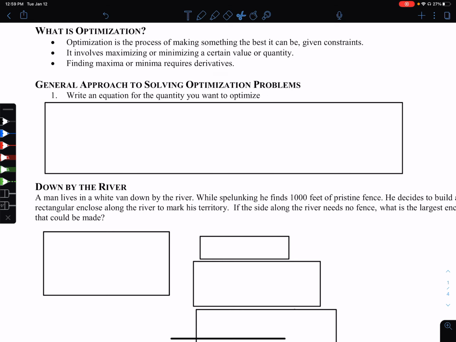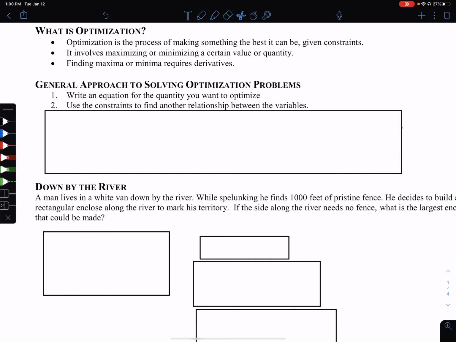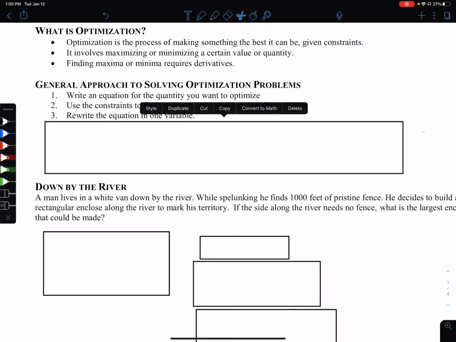1, write an equation for the quantity you want to optimize. Often on these problems, they won't give you an equation. You have to form the equation on your own. 2, use whatever constraints they've given you to find another relationship between the variables. That likely means you're going to have to come up with a second equation. 3, rewrite the main equation in one variable, the equation that you want to optimize.